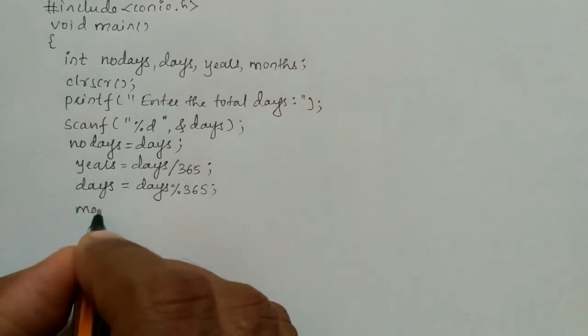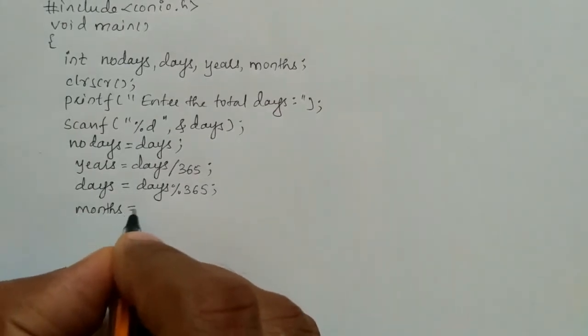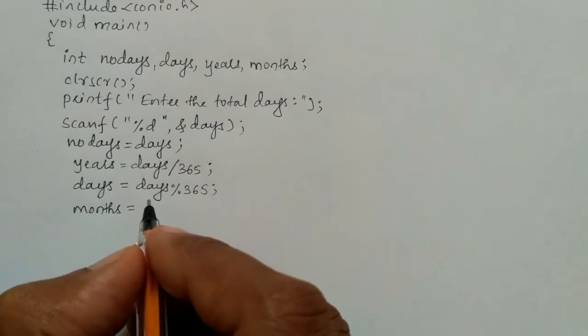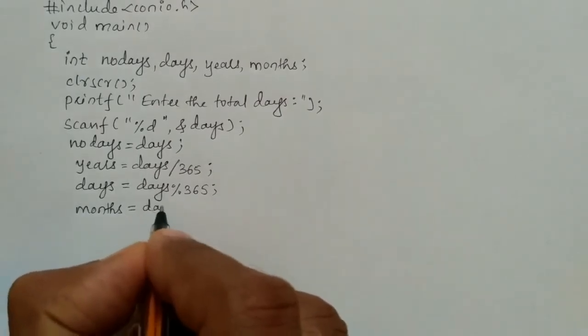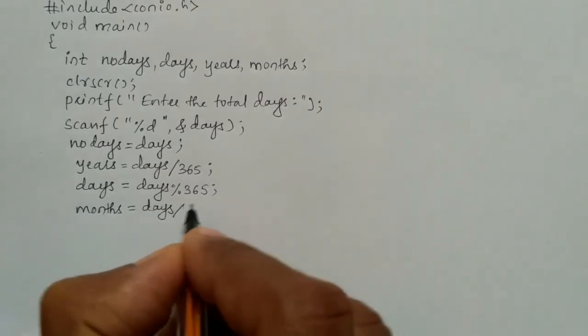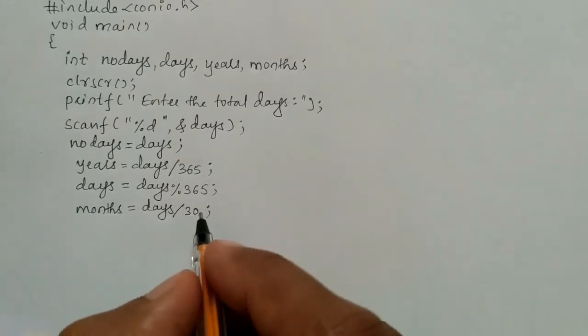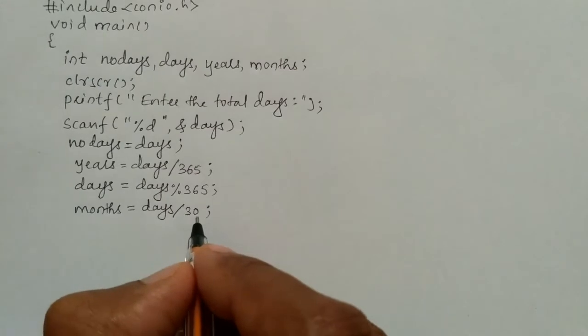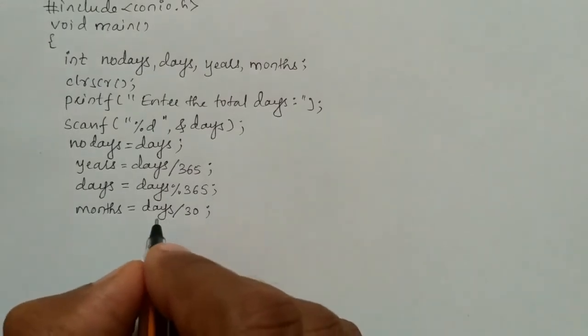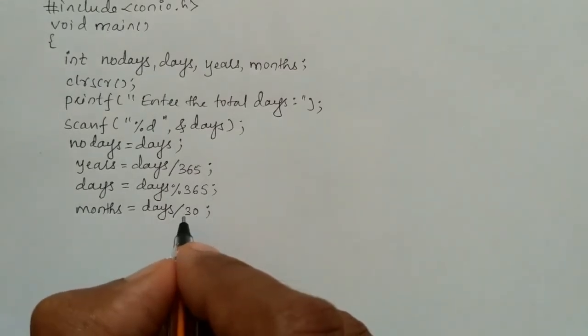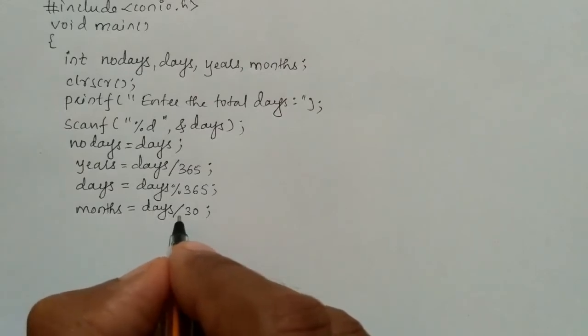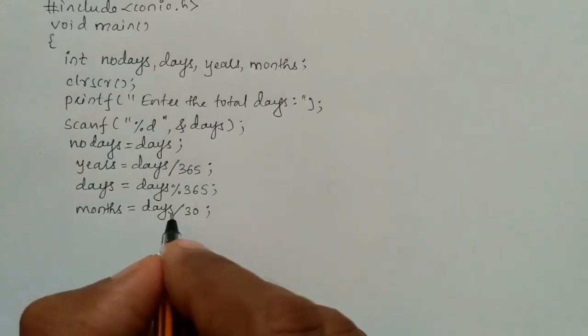Next I want to calculate the number of months. So for that I'll write months is equal to days integer division by 30. We have considered each and every month consisting of 30 days. That's the reason we have divided days by 30. So this gives us the quotient.